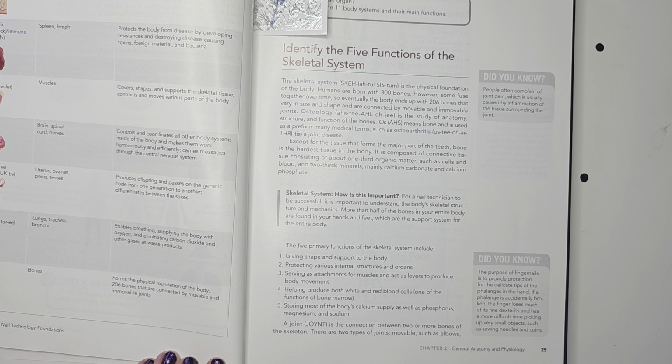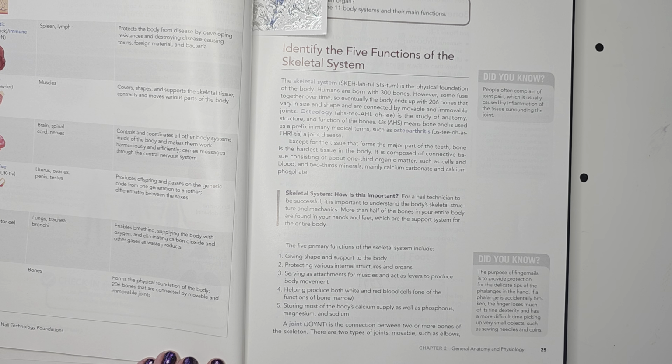The lymphatic system consists of the spleen and the lymph. Protects the body from disease by developing resistances and destroying disease-causing toxins, foreign material, and bacteria. The muscular system consists of muscles, covers, shapes, and supports the skeletal tissue, contracts and moves various parts of the body. The nervous system: brain, spinal cord, and nerves, controls and coordinates all of the body systems inside the body and makes them work harmoniously, effectively, carries messages through the central nervous system.